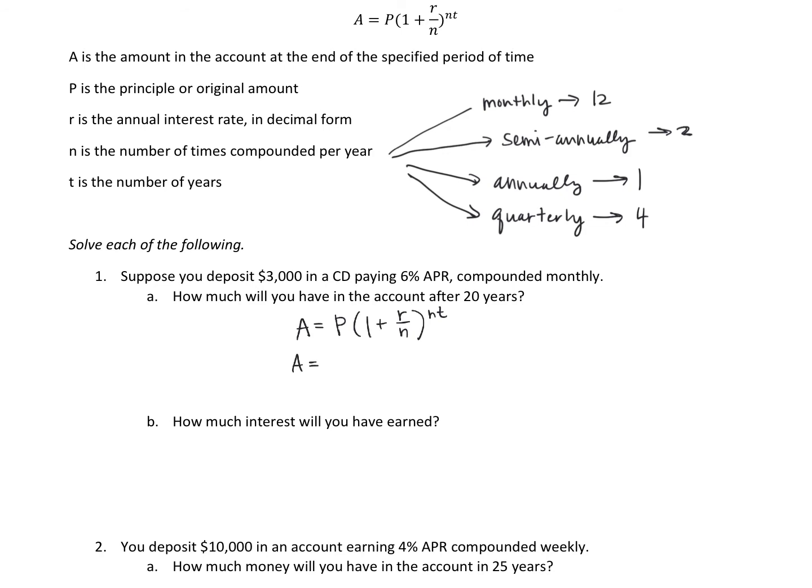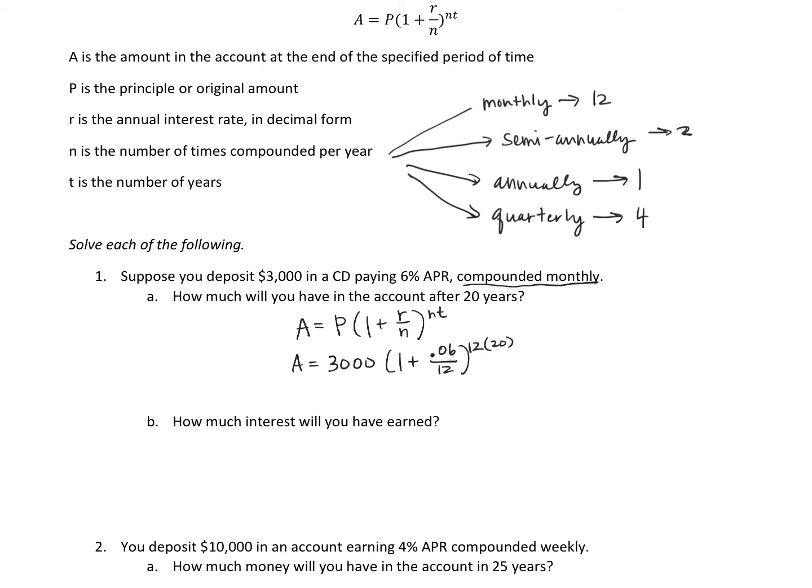P is the original amount, so $3,000. 1 plus R is the rate, so 6% as a decimal is 0.06. N is the number of times it's compounded a year, and it says compounded monthly, so that's 12 times per year. I have another N up here in the exponent, and then the T is the number of years, and it says 20. And so once I put all that in my calculator, I will get the answer.